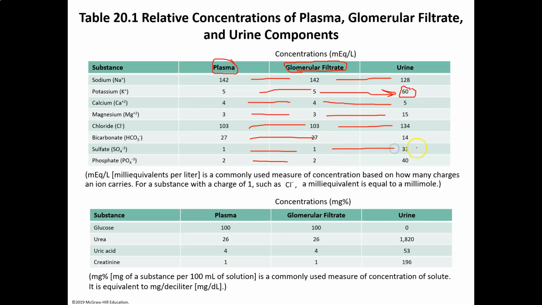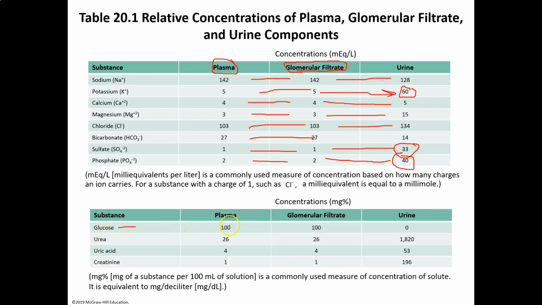Sulfate. Sulfate is considered a waste product. You want to get rid of sulfate, very much concentrated in urine, not very concentrated in glomerular filtrate. Likewise, phosphate, very much concentrated in urine, not so much of it in blood plasma. So phosphate and sulfate are considered waste products. Your body wants to get rid of that stuff.